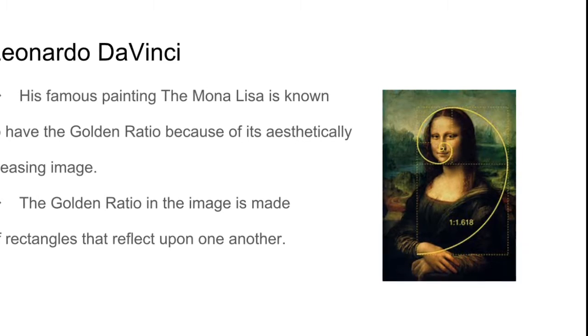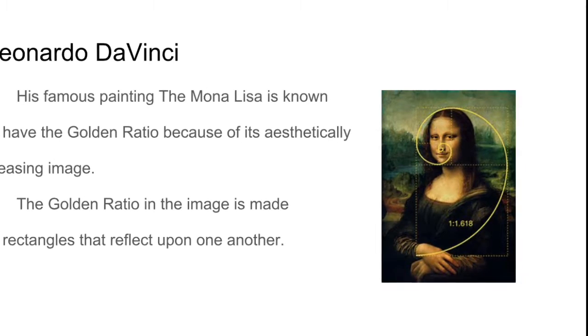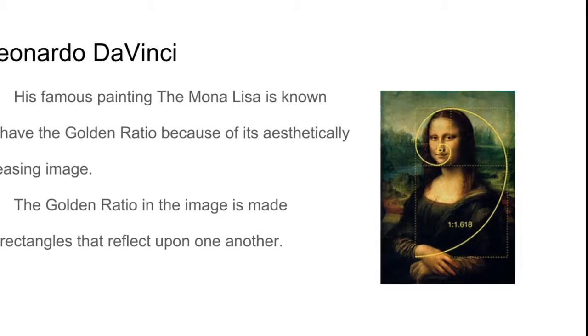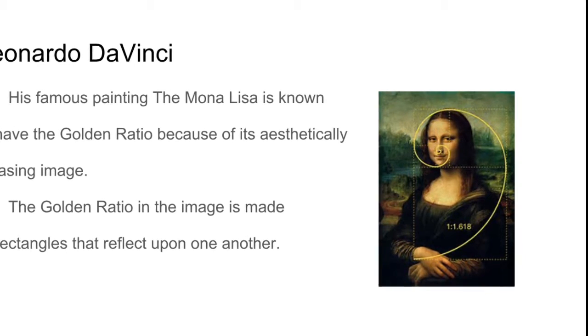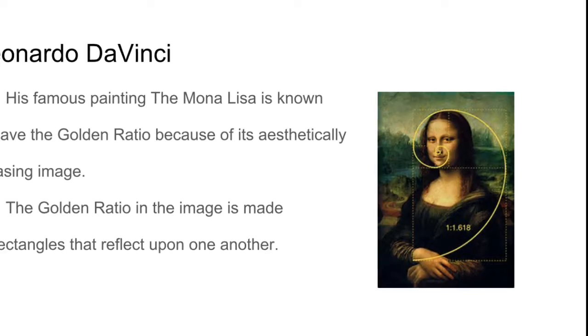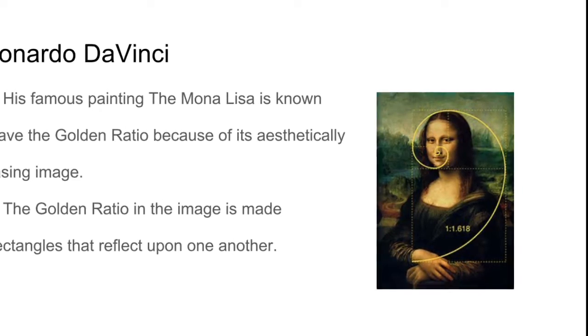Leonardo da Vinci. His famous painting, the Mona Lisa, is known to have the golden ratio because of its aesthetically pleasing image. The golden ratio in the image is made up of rectangles that reflect upon one another.